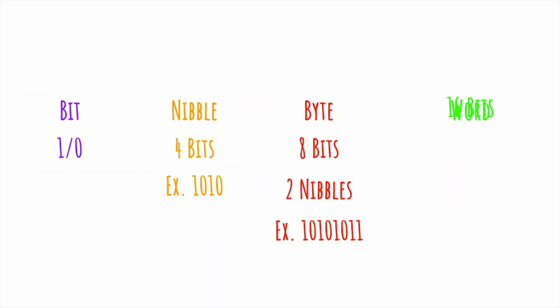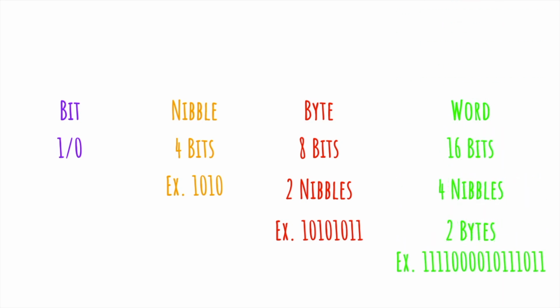Finally, you have a word, which is equivalent to 16 bits, 4 nibbles, or 2 bytes. An example is 1111100010111011. Let's look at a square wave and convert it to binary.